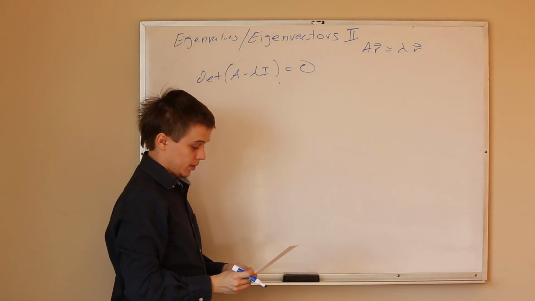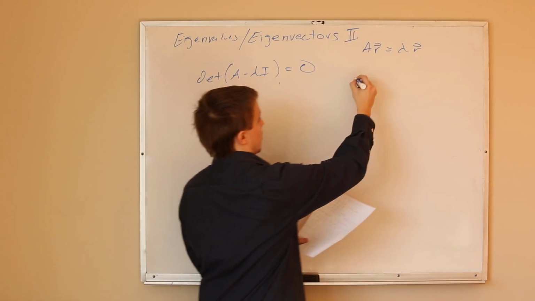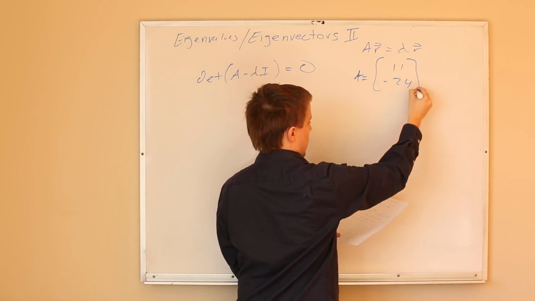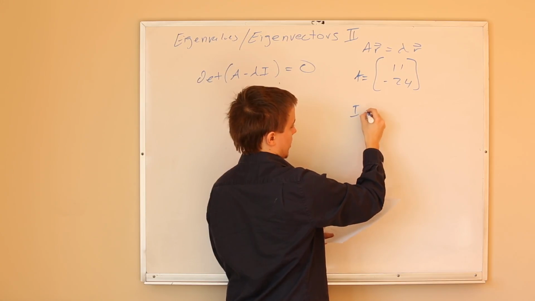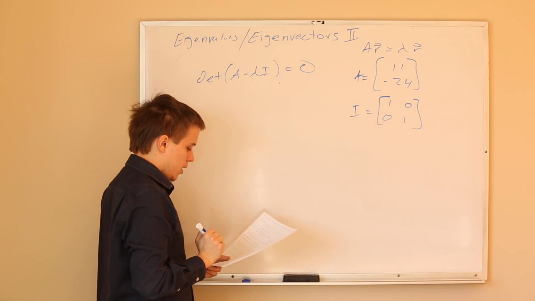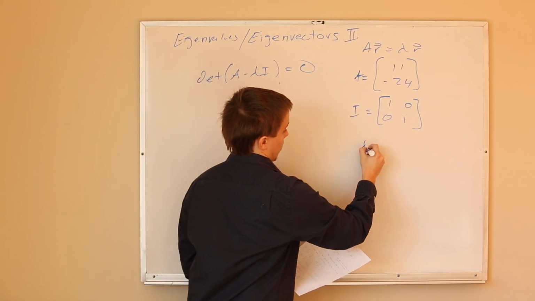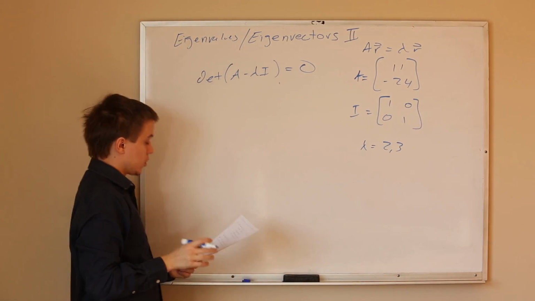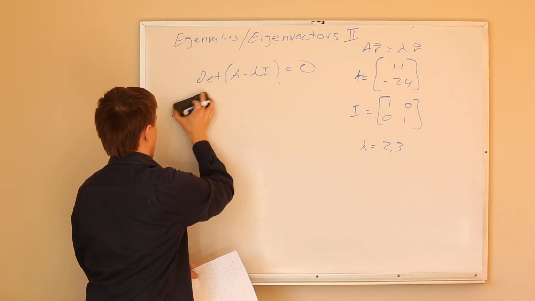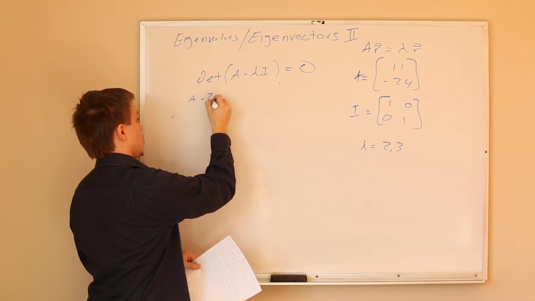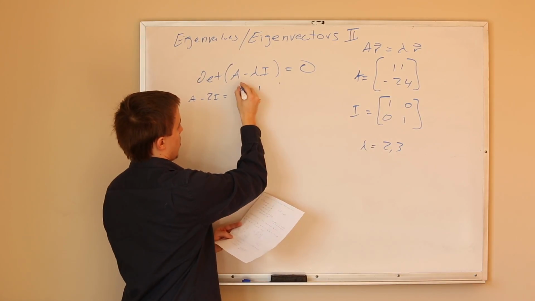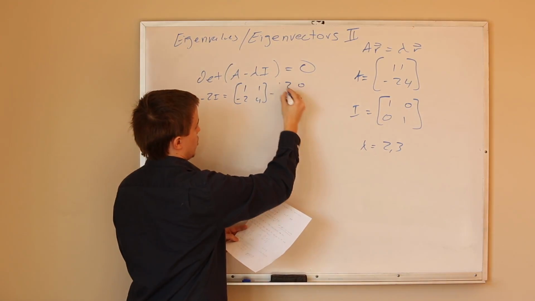So let's look at the values from our previous example. I'm going to write them over here. A is equal to 1, 1, negative 2, and 4. And we know that the identity matrix is just 1, 0, 0, 1. And we know that our lambdas are 2 and 3. So let's look at this equation with lambda equals 2.